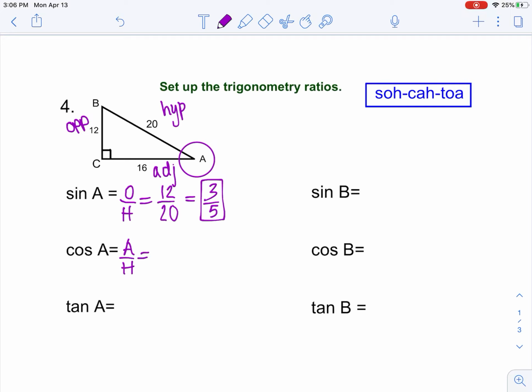So in this case, that would be 16 over 20, which simplifies to 4/5. Next up, we have the tangent of angle A. So we want the opposite side over the adjacent side. So that would be 12 over 16, which simplifies to 3/4.